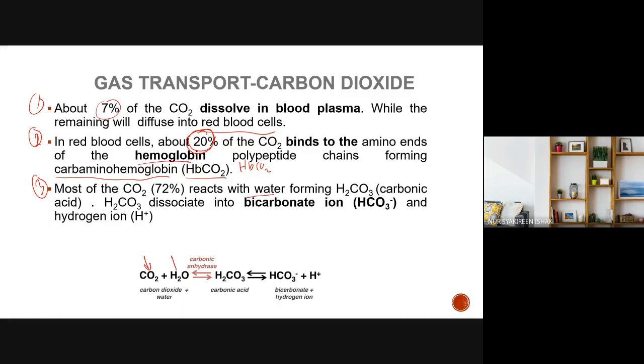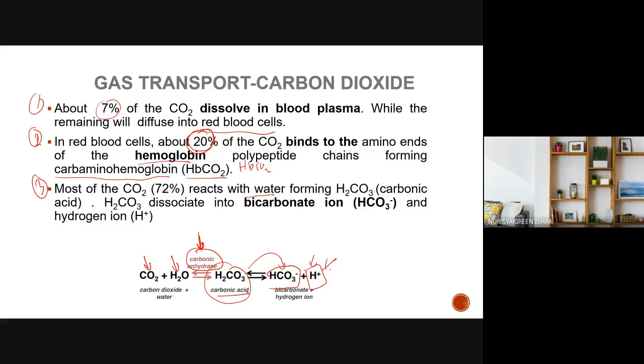Carbon dioxide ni reacts with water to form carbonic acid H2CO3, and the reaction is catalyzed by this enzyme carbonic anhydrase. Ingat ni, enzyme ni carbonic anhydrase is the enzyme that catalyzes the reaction between carbon dioxide and water to form carbonic acid. So once carbonic acid is formed, it will dissociate into bicarbonate ion and hydrogen ion.